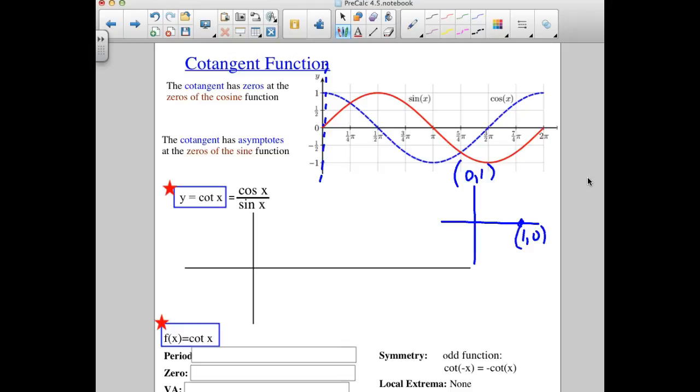Where else would I have a vertical asymptote? Where else is the sine 0? Here? Here? How far apart are those, each asymptote? Pi. So period is pi again, right? So for your secant, cosecant, sine, cosine, it's 2 pi. But for tangent and cotangent, it's pi. So we have vertical asymptotes at 0 and pi.